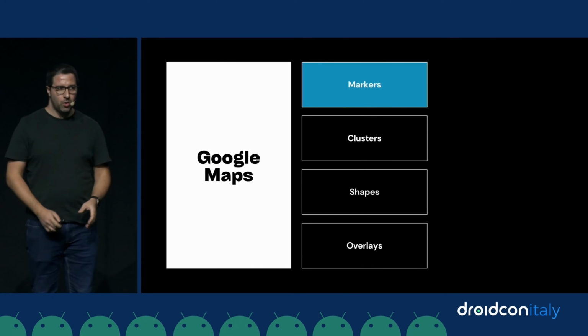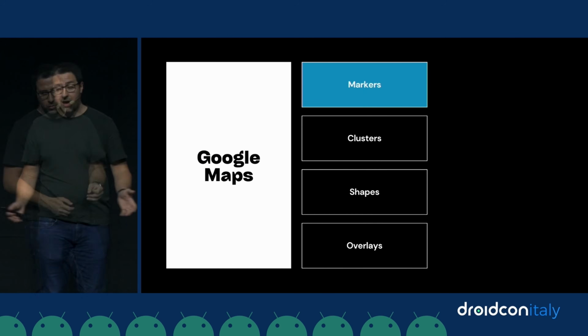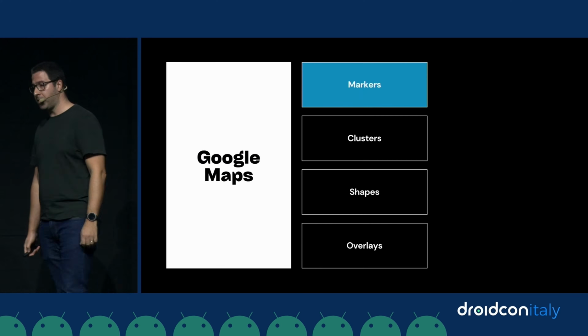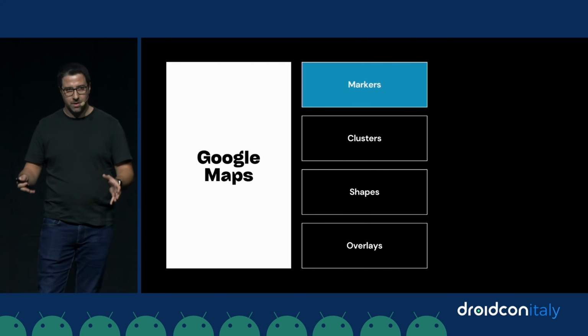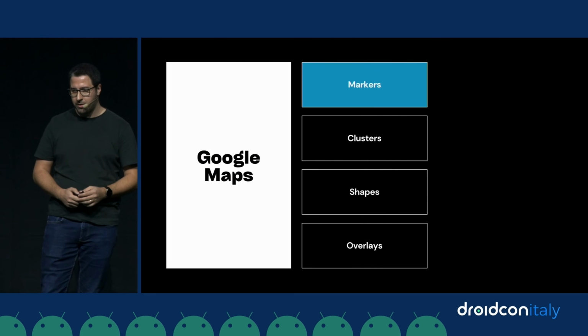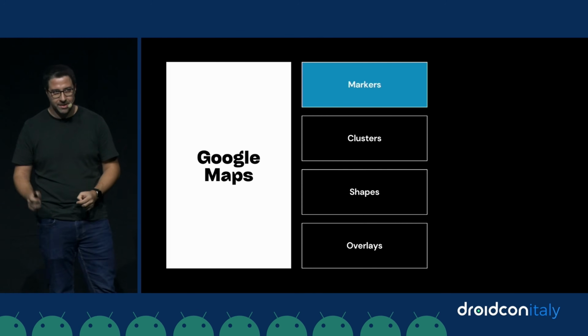If you are using Google Maps, you probably don't want to have just an empty map, right? You want to draw something on a map. And today we will cover 4 different types of components that you can draw on the map. They are markers, clusters, shapes, and overlays.